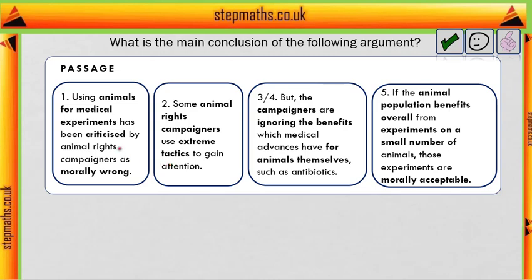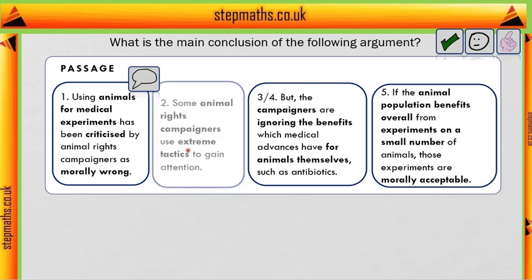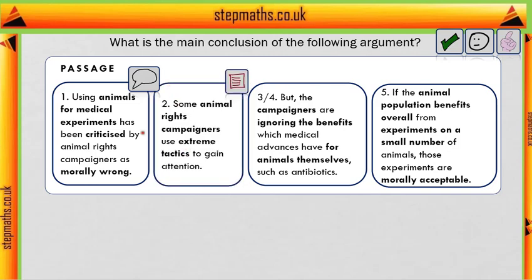So if we look at the argument, it says that using animals for medical experiments has been criticised by animal rights campaigners as morally wrong. That's just reporting what other people say. And they say some animal rights campaigners use extreme tactics to gain attention. That's a fact, but it's more about introducing the problem, introducing the issue, rather than part of the writer's argument.